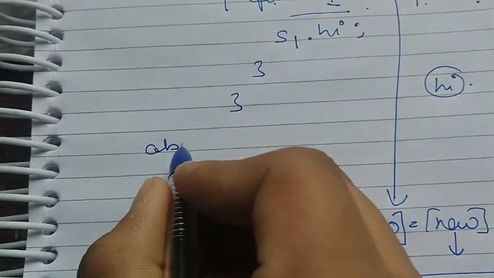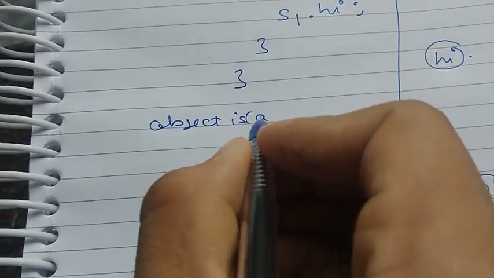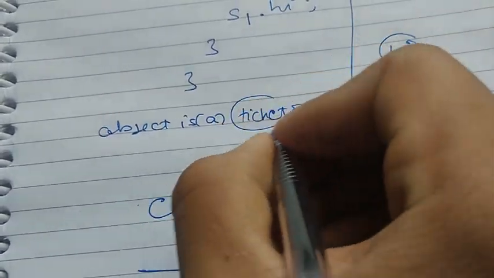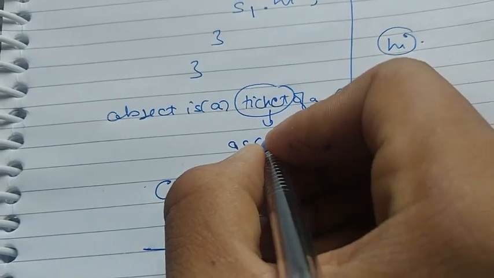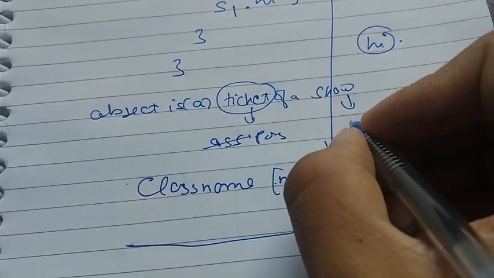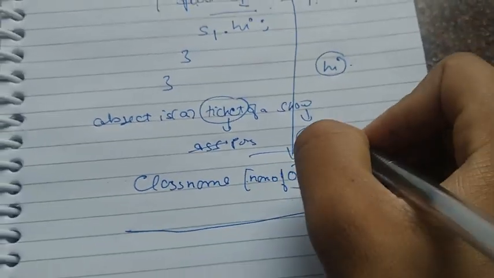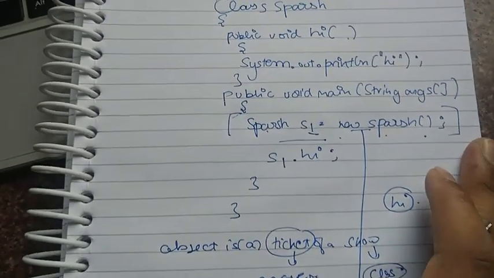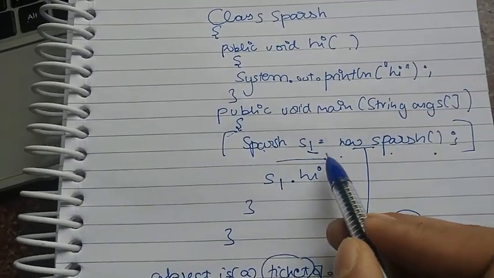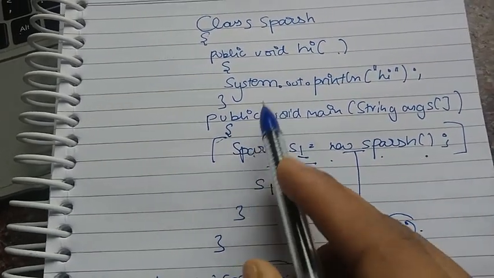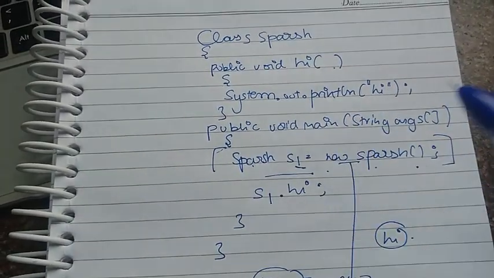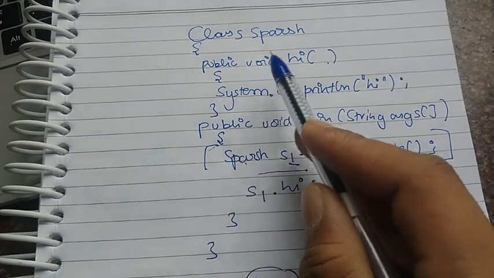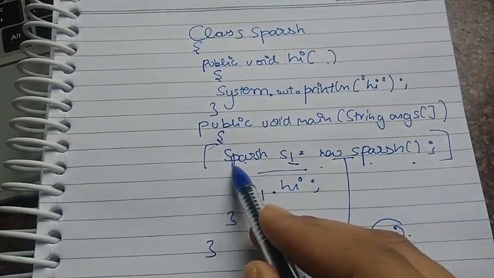Now what's the meaning of object? Let me tell you. An object is a ticket to a show. A ticket is an access pass, and the show is the class here in Java. So s1 is a ticket, a pass to access all the functions defined in the class. S1 has all the rights to access the member functions and data members of the class Persh, because it's an object of the class Persh.